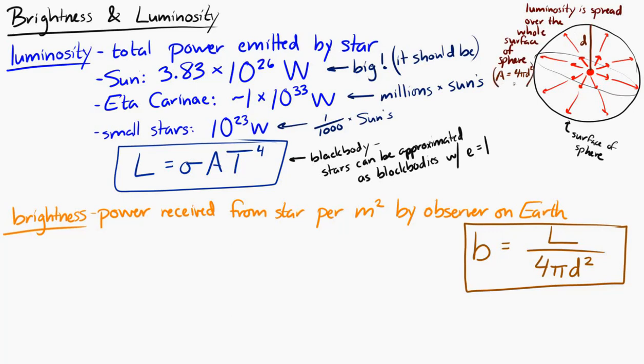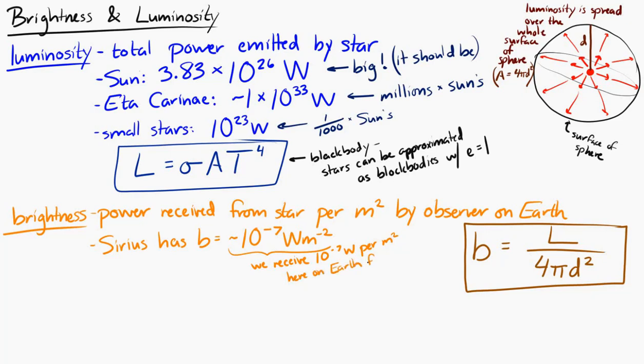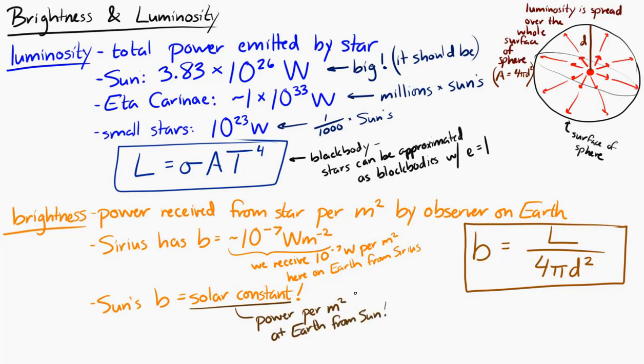So the brightness of Sirius, for example, which is the brightest star in the night sky other than the sun, is about 10 to the minus 7 watts per square meter. So that's telling us that from Sirius, the brightest star in the night sky, we receive 10 to the minus 7 watts per square meter here on Earth. Now the brightness of the sun is the solar constant, right? Because the brightness is the power that's received per square meter. Well, the power received per square meter from the sun is the solar constant, 1,360 watts per square meter.